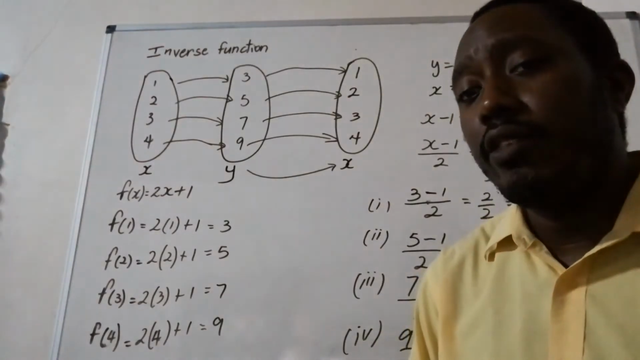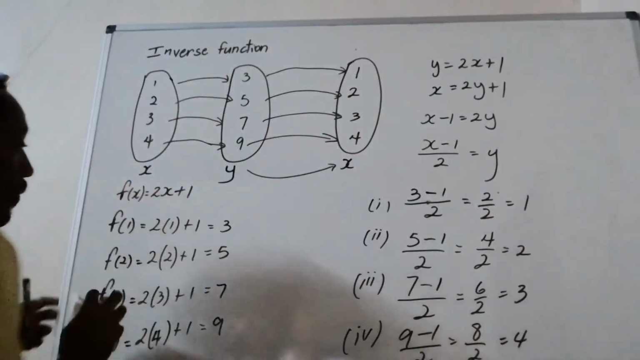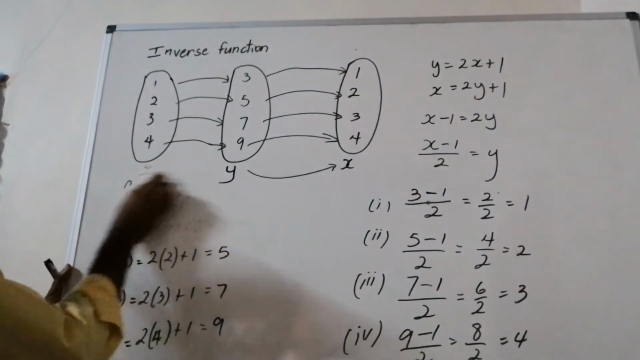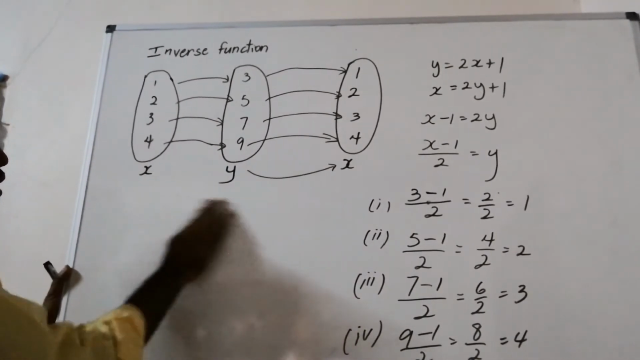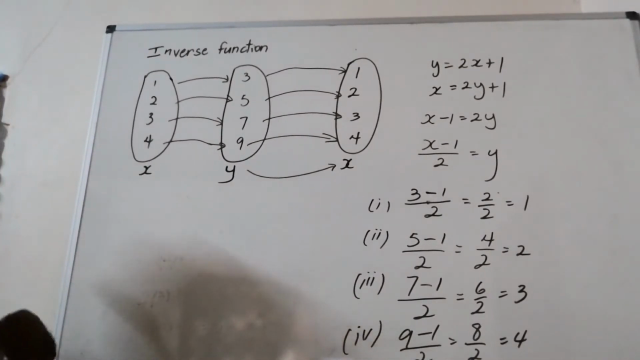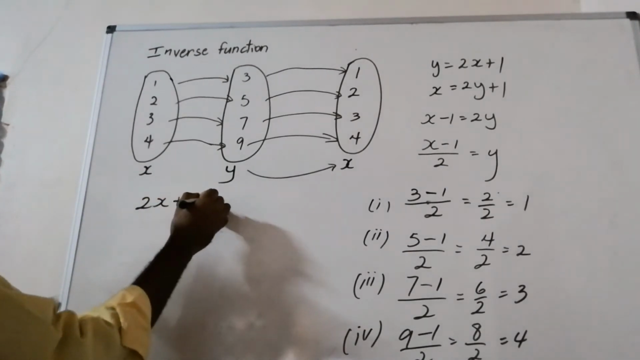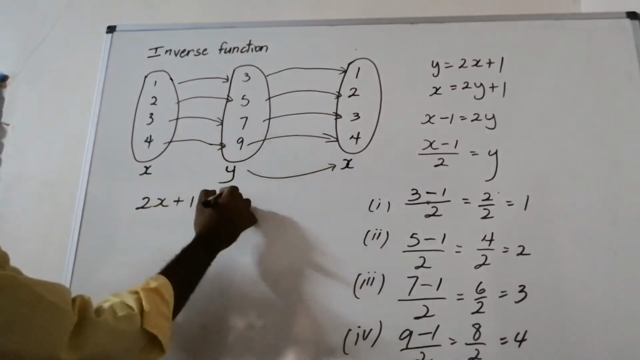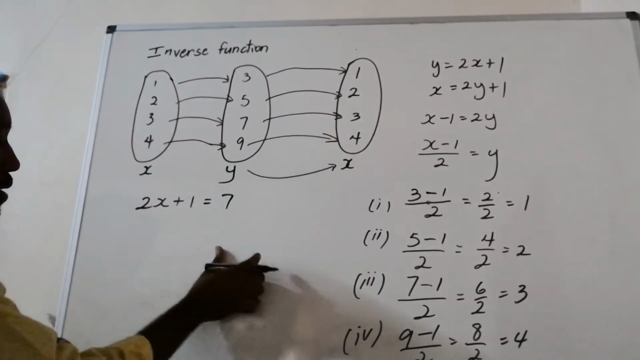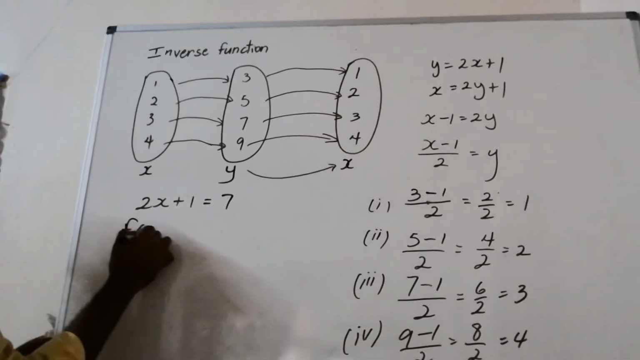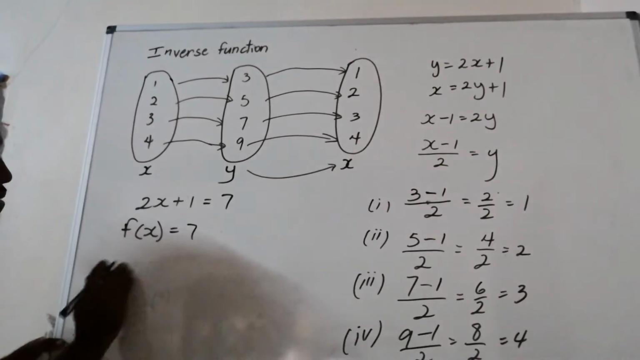So if we know the inverse function, let's use the example we have here. Let's say we have our function, 2x plus 1, equal to 7, and we want to find the value of x. 2x plus 1 is equal to 7. So our function f of x is equal to 7, and we want to know our x value.